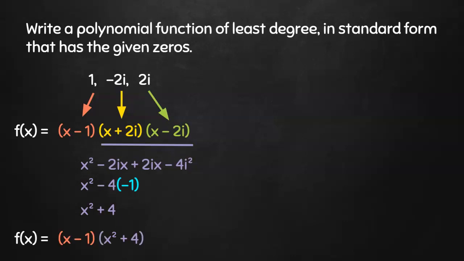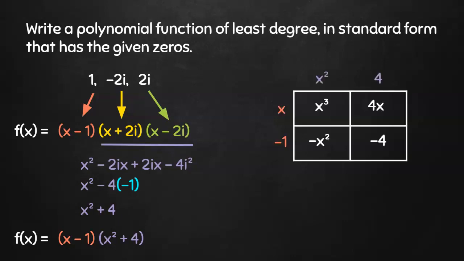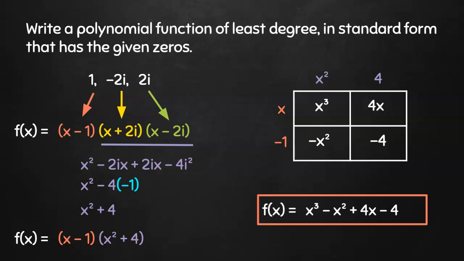And I'm going to take that x squared plus 4 and multiply it by that first factor that I had in red, which was the x minus 1. So when I multiply again using FOIL, double distribute, my area model, my final answer is going to be x cubed, then a minus x squared, so we're writing in standard form, plus 4x, and then a minus 4.